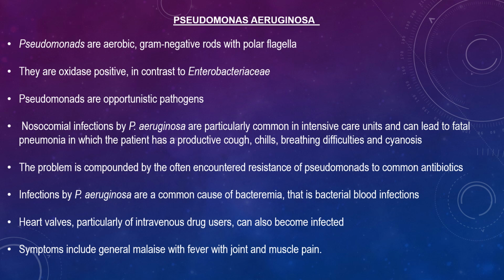Injury can lead to infections of soft tissues and of bone and joints, and the bacteria can also spread to these sites from bacteremia. Bone involvement is sometimes seen in diabetic people as well as people who are undergoing surgery. Infections of wounds can result in a characteristic fruity smell and blue-green secretions.